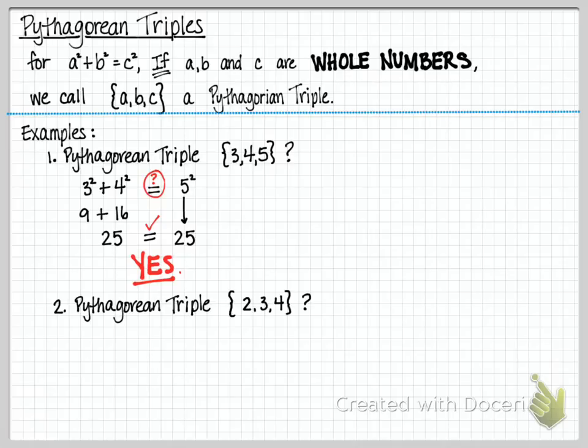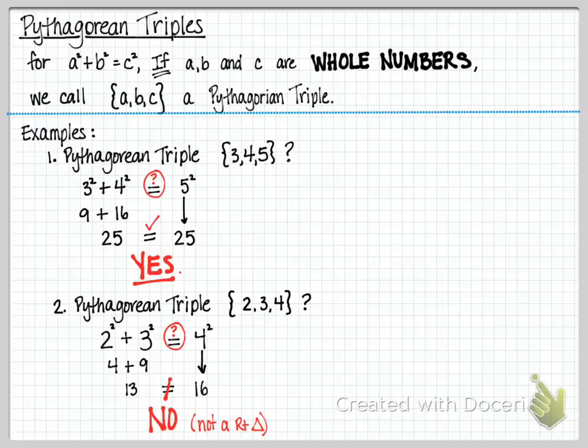Let's try another one. The numbers 2, 3, and 4. So we plug them into the same thing, the 2 squared plus 3 squared, and we want to double check, does that equal 4 squared? So we've got 4 plus 9 is 13, but 4 squared is 16, so no, 2 squared plus 3 squared does not equal 4 squared. They're not a Pythagorean triple, and in fact, it's not even a right triangle.